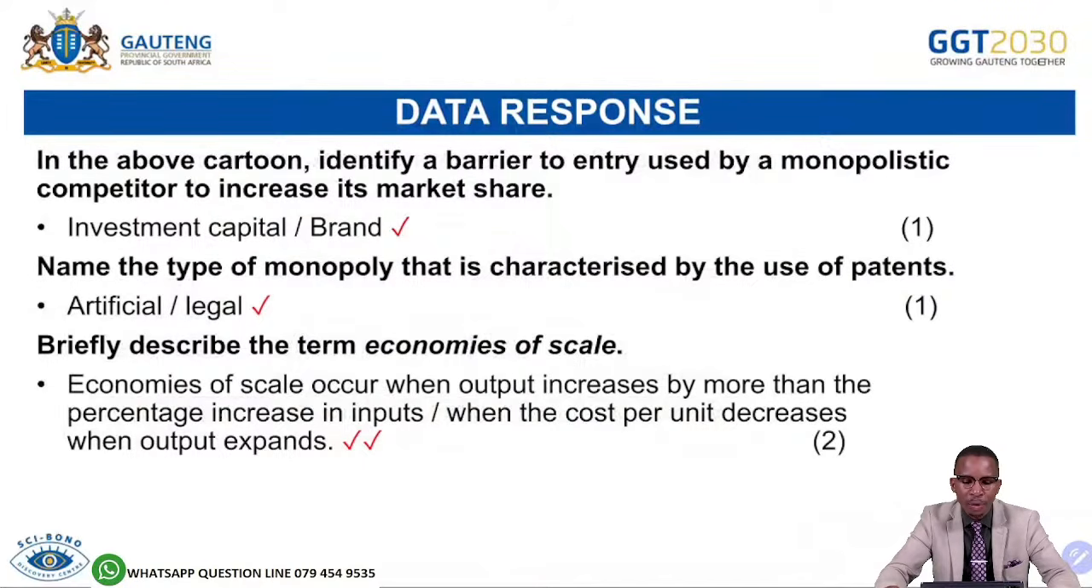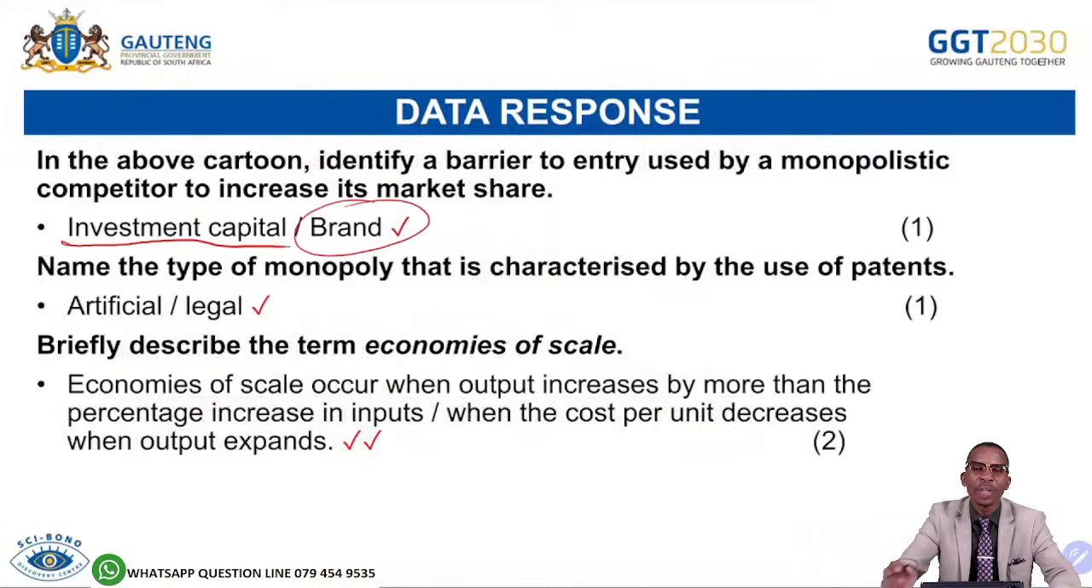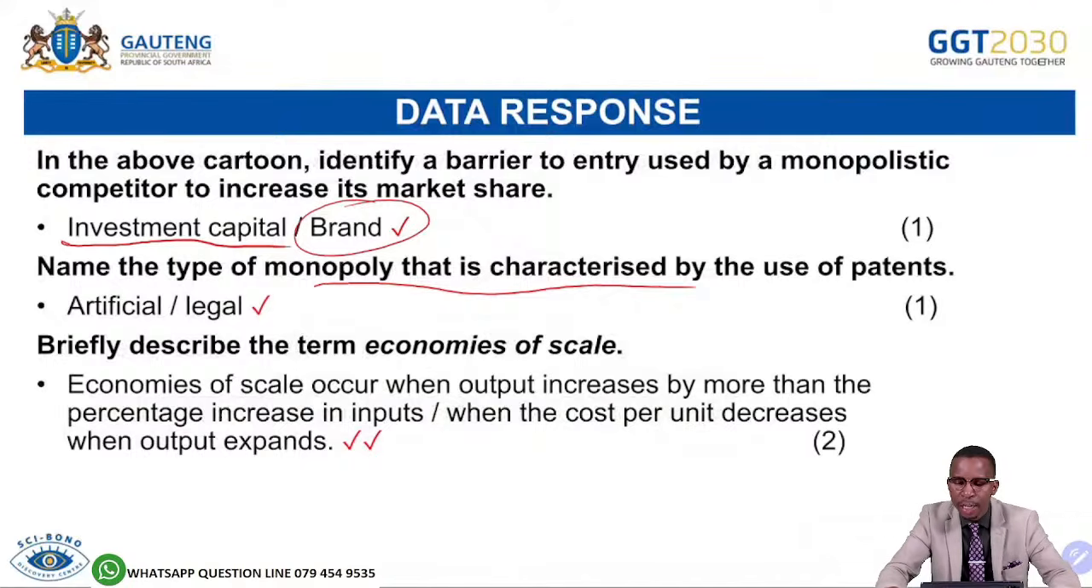So in the above cartoon, identify the barrier to entry used by a monopolistic competitor to increase its sales or market share: its investment capital or branding. So they brand their product so that it can appear different from those of the competitors. They must appear totally different from those of the competitors. So the brand makes the point. Name the type of monopoly that is characterized by the use of patents. That one is a legal monopoly or artificial monopoly.